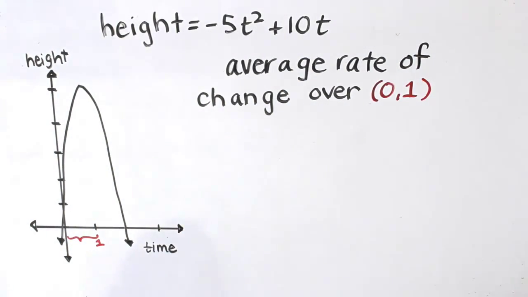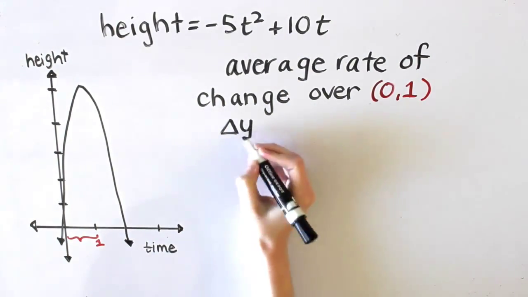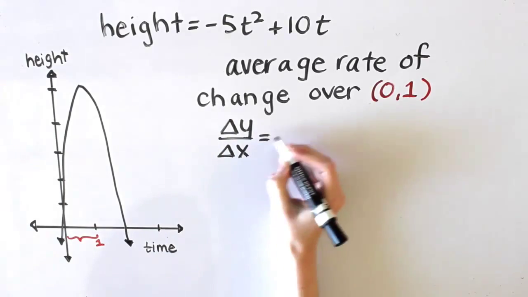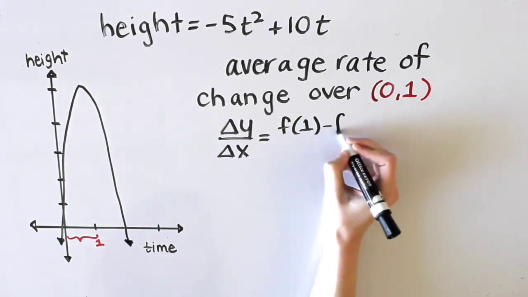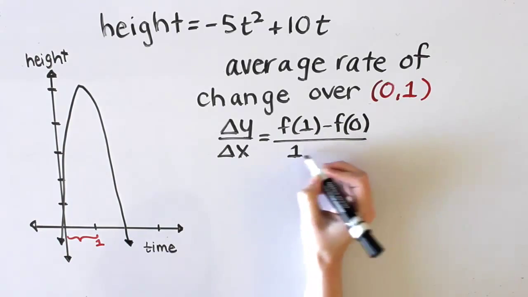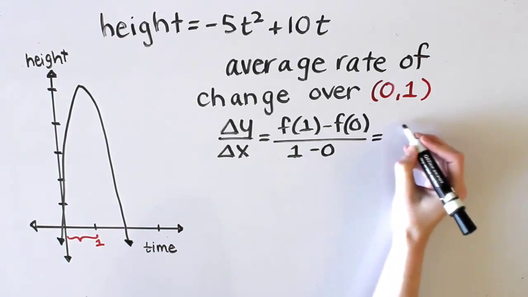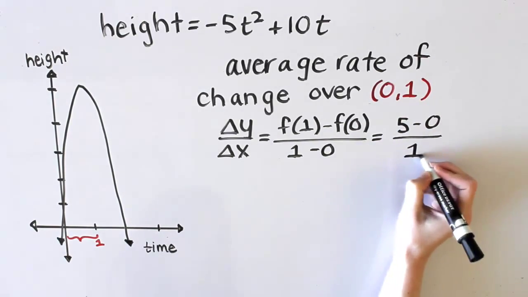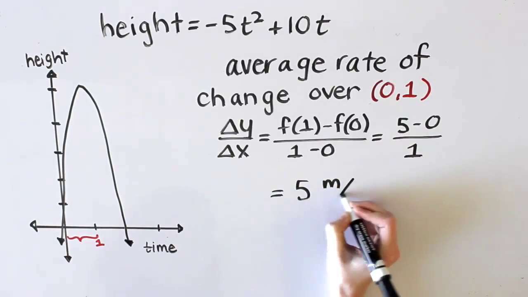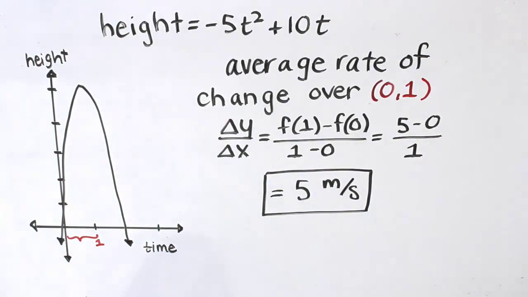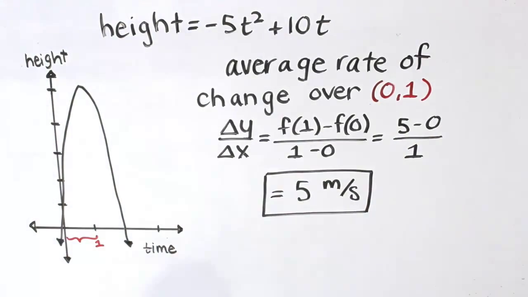We do this just using the same formula for slope you learned in algebra, delta y over delta x. Looking at the specific interval, that's f of 1 minus f of 0 over 1 minus 0, which simplifies to 5 meters per second. So no calculus required for average rate of change.